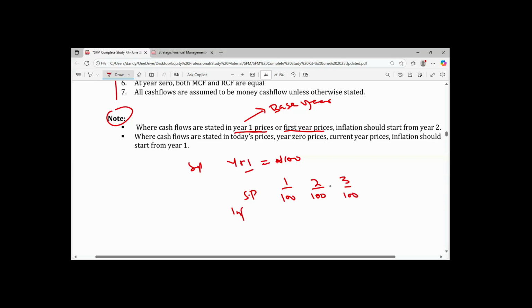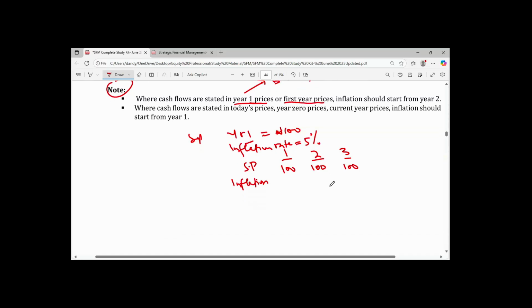I will then come here, inflation rate. Let's say, for example, inflation rate given to you is 5%. Therefore, for me to now inflate, I would then say 1 plus r raised to power n. In this case, this one will be 1.05 raised to power 0, because inflation rate is 5%. You know, anything raised to power 0 is equal to 1. Therefore, this one will still remain 1 multiplied by 100. This will still remain as 100. So this is my inflated selling price.